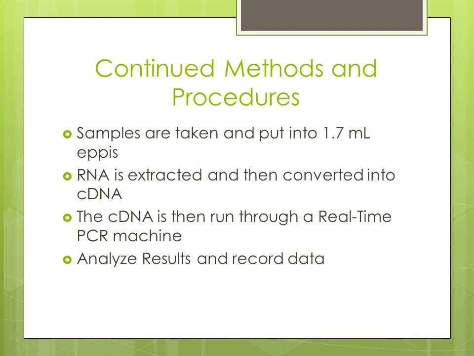Samples are taken and put into 1.7 microliter EPIs. RNA is then extracted and converted into cDNA. Once you have the cDNA, you can run it on a real-time PCR machine, making sure to set up your proper run. Then, analyze the results and record the data.